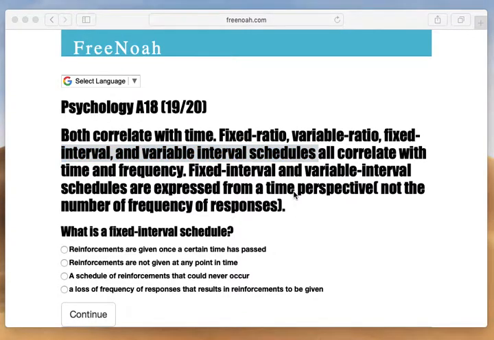One thing to understand here before I let you go is everything here has to do with frequency of responses and time, but fixed ratio and variable ratio focus mainly on the number of frequency of responses, while fixed interval and variable intervals, their main focus has to correlate with time. Okay, schedules are expressed from a time perspective. Remember that everything here, because of the word schedules, has to correlate with time and the number of frequencies within a certain period of time.